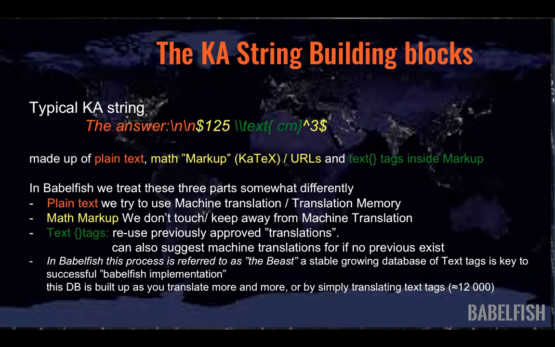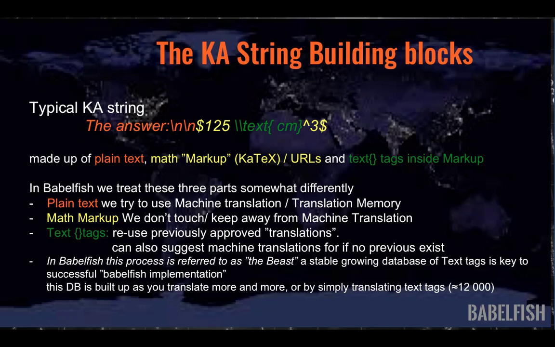The text tags then, which are part of the KTeX, are where we either reuse previously approved translations that we can find in different languages' translations, or we can also use machine translation to suggest other ones. So in Babelfish, this whole process is referred to as the beast, as the dangerous animal. And what it does is basically do the machine translation by hiding some parts of the string from the translation service so that it doesn't get to do anything with those, and then does some other post-processing on that string to make it a better string.